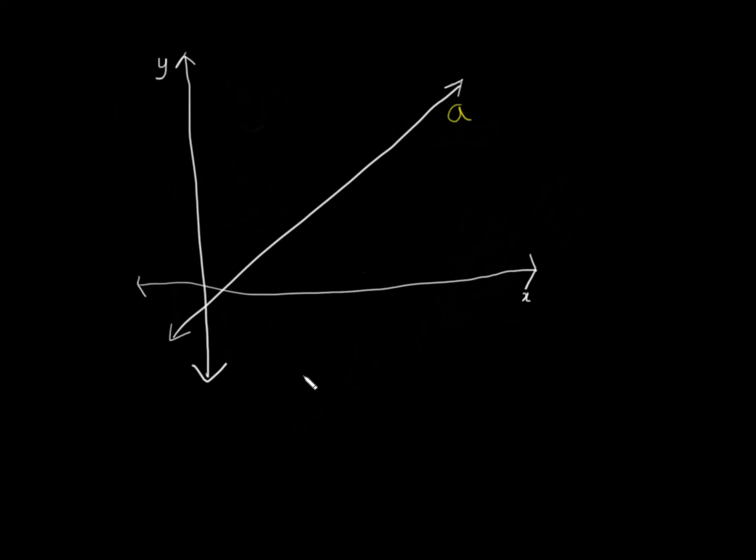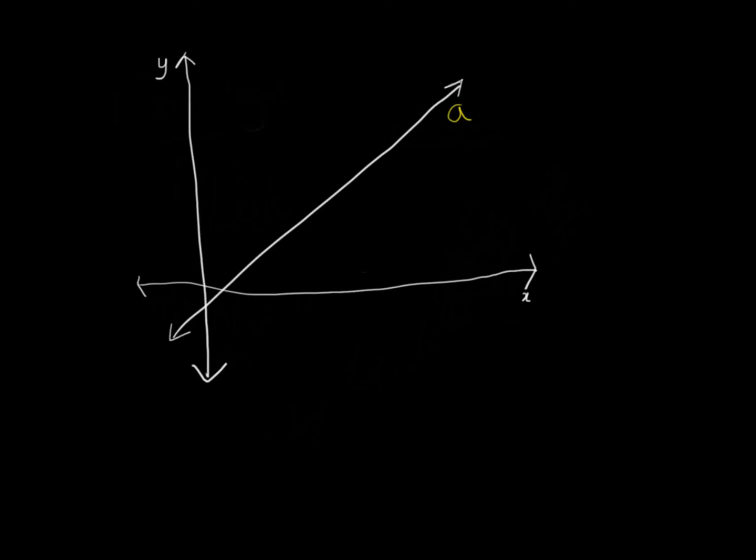Okay, so here we have a graph. This here is the x-axis and this here is the y-axis. And here we have a line, which I have labeled A. So firstly, before we begin this chapter, there are a few things that you need to know. The first one is the y-intercept.